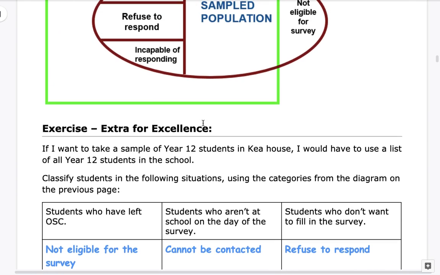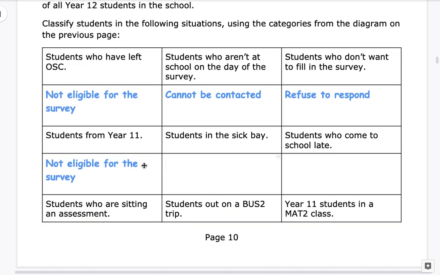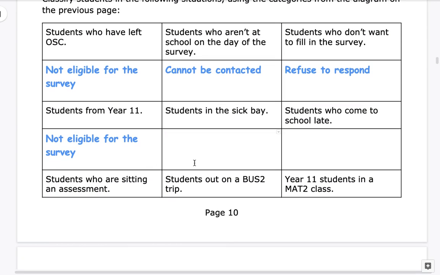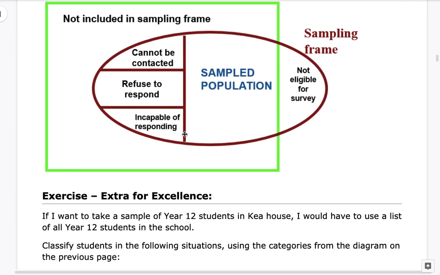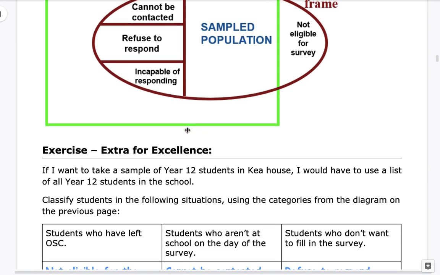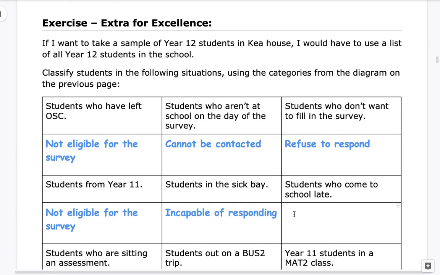Students who are in the sick bay. They would be ones who are incapable of responding. They couldn't do it because they are not able to access my survey. Students who come to school late. Who would they be? Well, they would be, again, people who are incapable of responding. They would be people that I couldn't get hold of on that day. If they're not at school, I couldn't contact them.